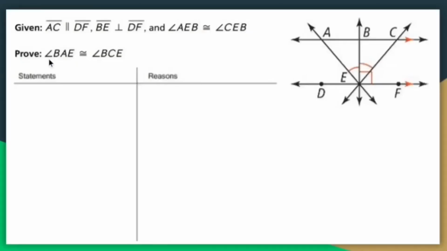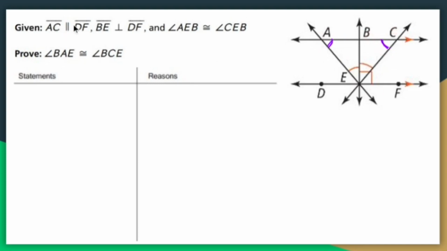Holy bonfire on my Aunt Sally's lawn. Look at the size of this thing. This is going to be a nightmare. Look at all the information we're given. Look at all this stuff. Look at what I'm trying to prove. It's everywhere. So what I need to do is go from all of this info and show that BAE, which is U, is congruent to BCE, which is U.